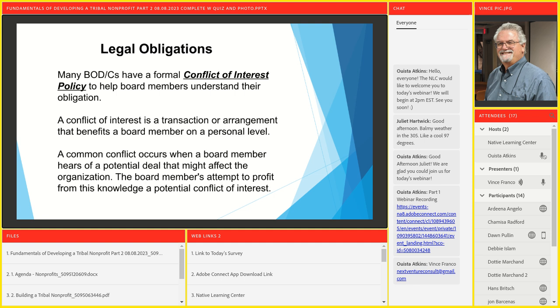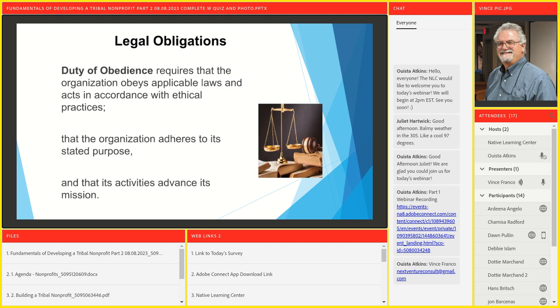But the last one, conflict of interest: we talked about a conflict of interest in a transaction or arrangement that benefits the board member personally. So you want to avoid those. You want to spell those out in your bylaws. You want to have those incorporated into your orientation and even into your continuing education, so you're reminding your board members and your staff about their obligations.